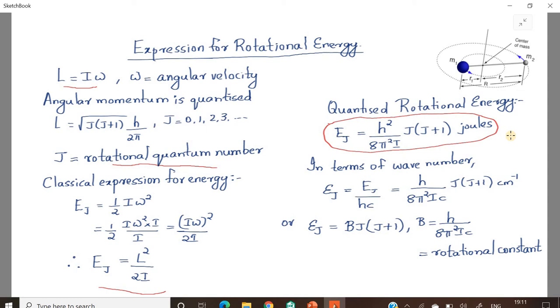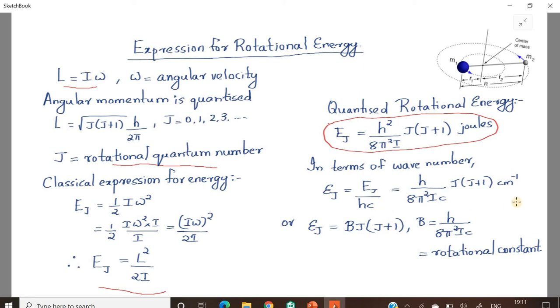E equals h square by 8 pi square I J into J plus 1, where h is the Planck's constant, I is the moment of inertia and J is the rotational quantum number. Usually we express the energy in terms of wave number, nu bar. So epsilon_J equals E_J by h into c. h is the Planck's constant, c is the velocity of light.